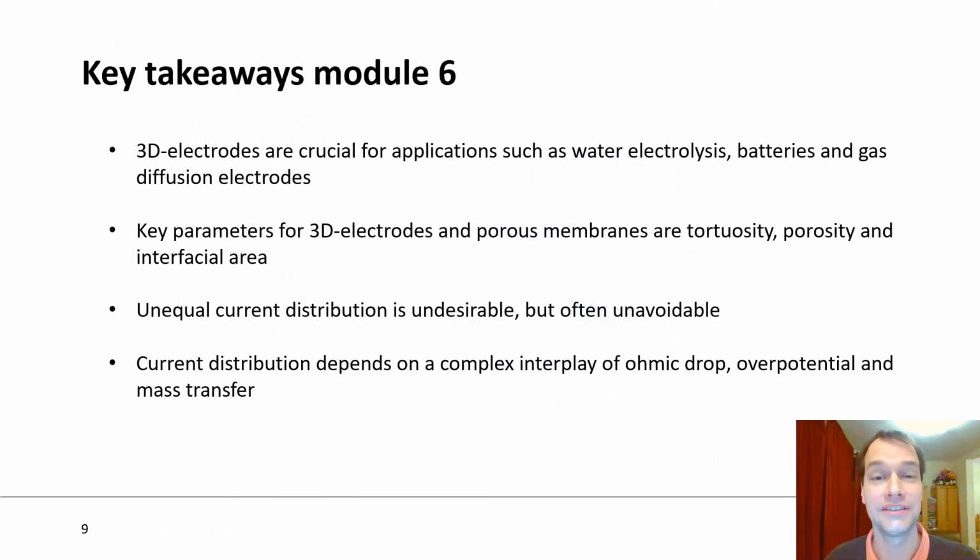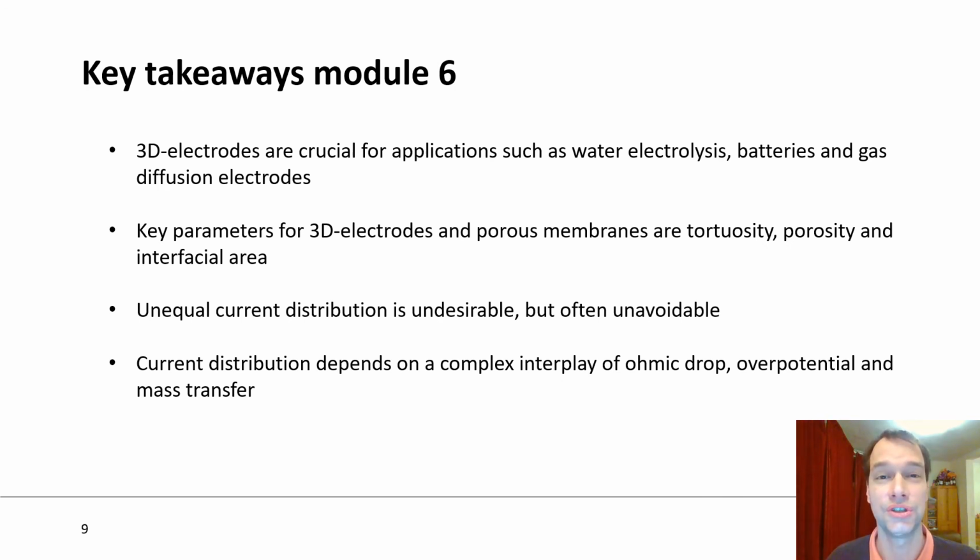So that already brings us to the end of module 6. So here are the key takeaways. 3D electrodes are really crucial in many electrochemical applications. They can be mesh type electrodes, they can be porous electrodes, they can be gas diffusion electrodes. Then the parameters that are important for these porous materials are tortuosity, porosity, and interfacial area, and I expect you to be able to make calculations using these variables.